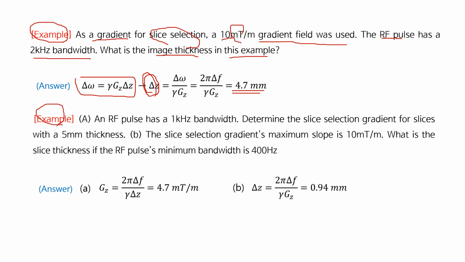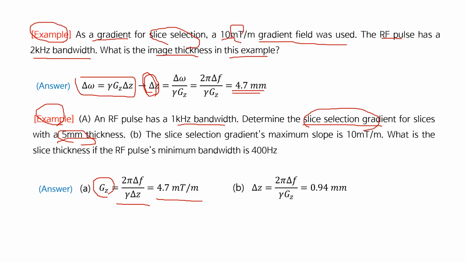Next example: an RF pulse has 1 kilohertz bandwidth. Determine the slice selection gradient for slices with 5 millimeter thickness. So we want to obtain an image of 5 millimeter thickness. In that case, what slice selection gradient do we have to use? The slope can be obtained from this relation.